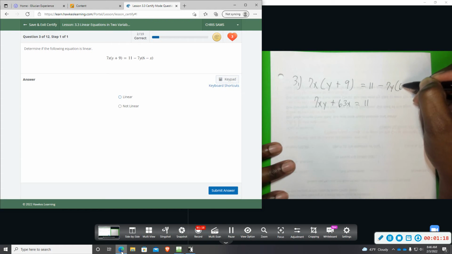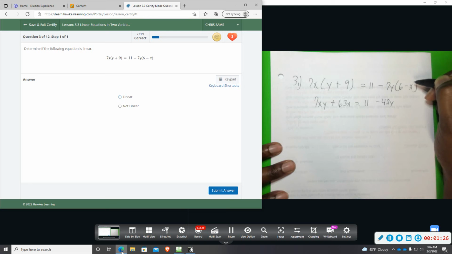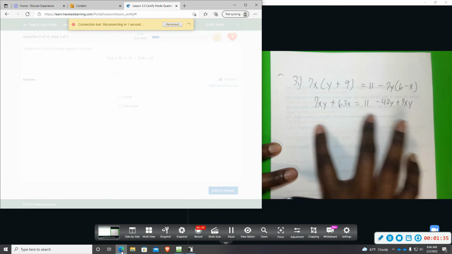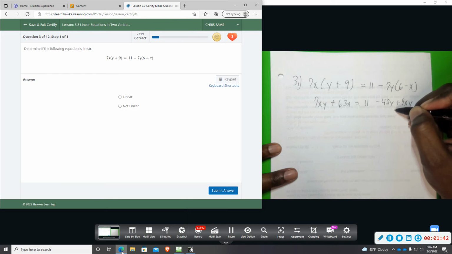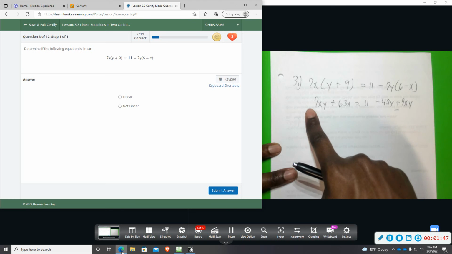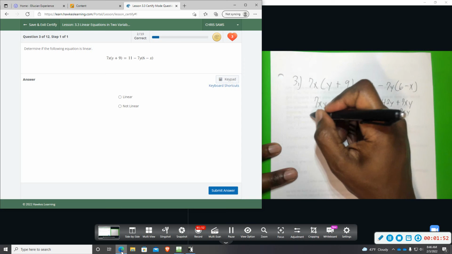So negative 7y times 6 will give us a negative 42y, and then a negative 7y times negative x will give us a positive 7xy. Okay, so when I start moving everything and trying to put it in standard form, even though they don't ask that, we'll do it just to verify. I would have to subtract either way. If I want to move this over here or move that to get like terms together, I'm going to have to subtract the 7xy from both sides.